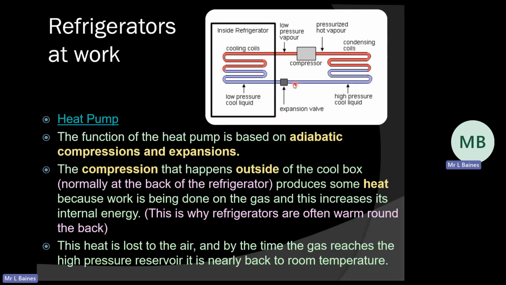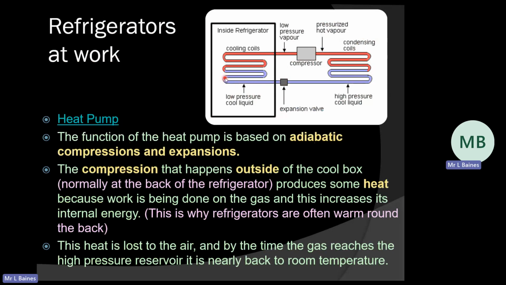Just as it goes into the fridge, it goes through an expansion. I allow this gas to expand rapidly, and remember, it's rapid because it's adiabatic. When it expands, I know that the gas is doing work and therefore its internal energy is going to drop. If the internal energy drops, my temperature is going to drop. So now I have a rapidly expanded gas that's very, very cold. It's at low pressure, a cold gas that is traveling through.